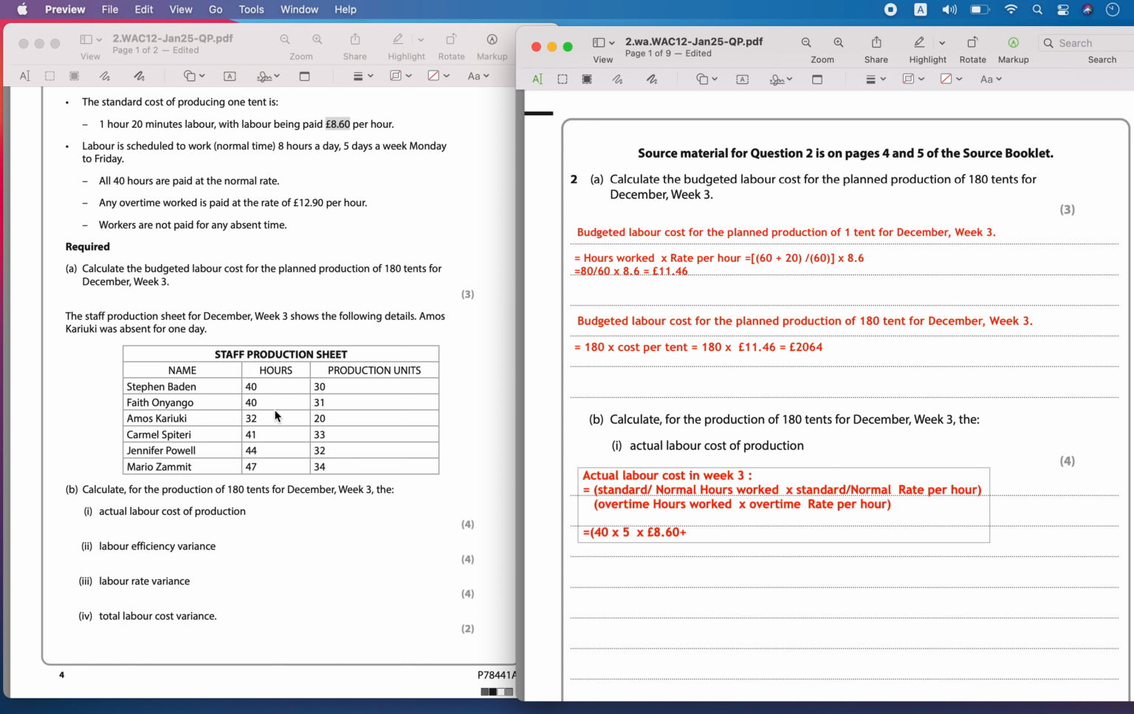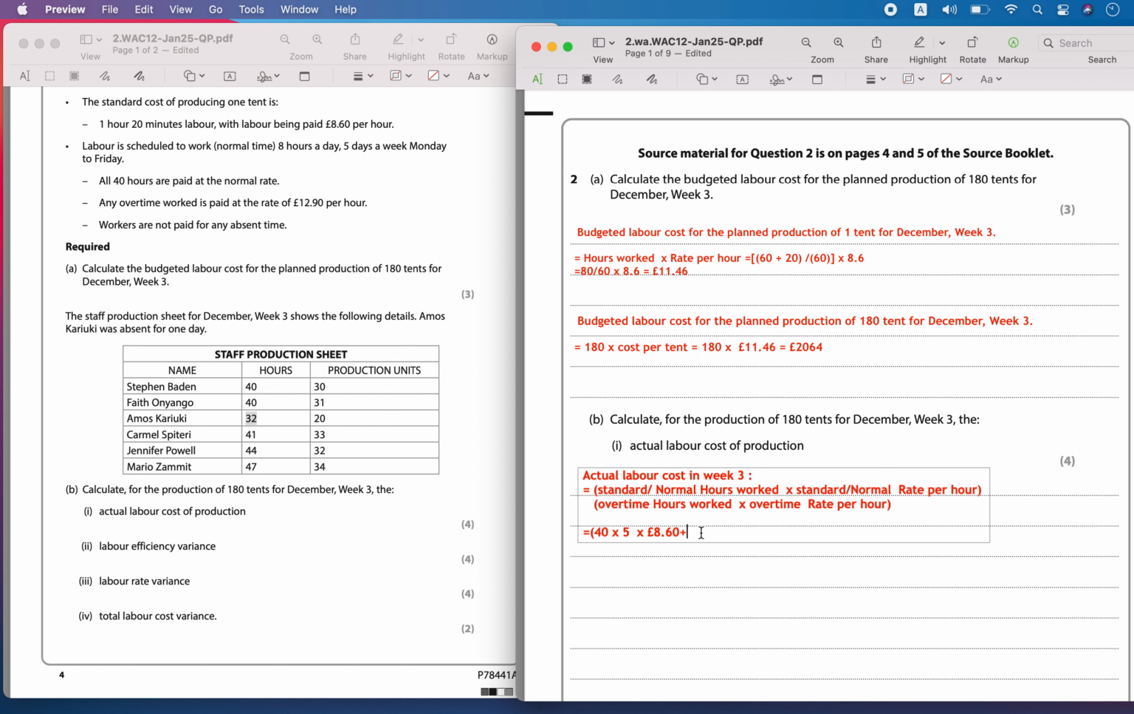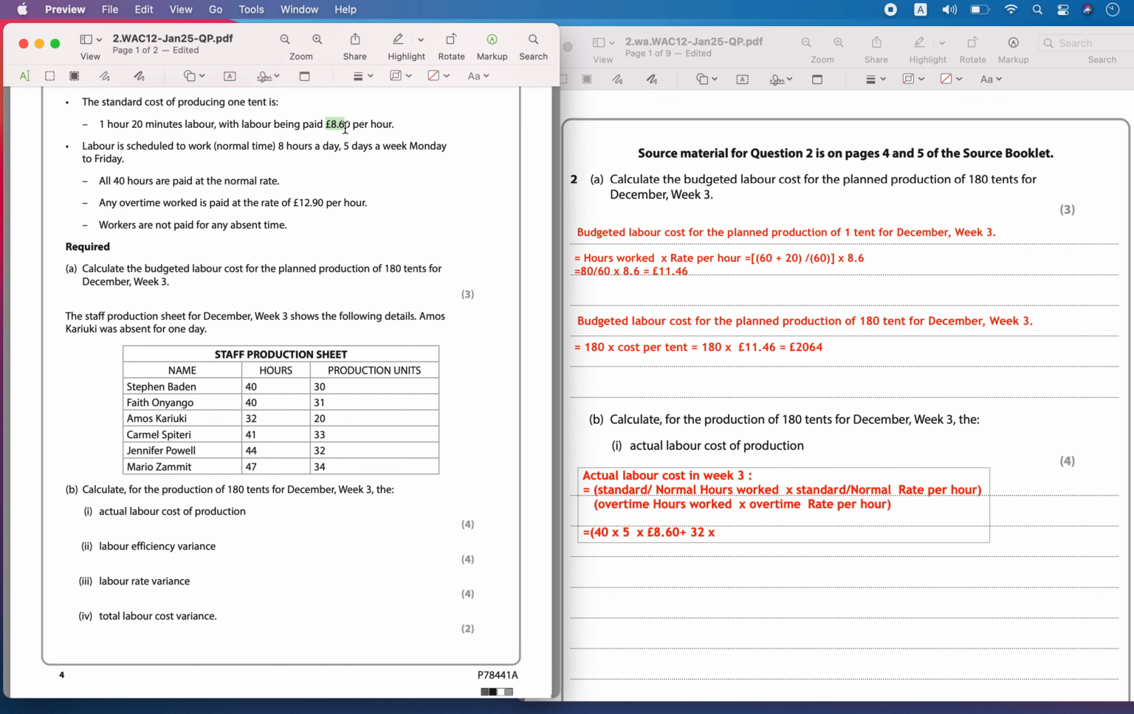Plus there is one worker who has worked only for 32 hours, so he is also going to be paid. That alone has to be separate because everybody else has worked at the basic normal rate. So into 8.6 pounds.